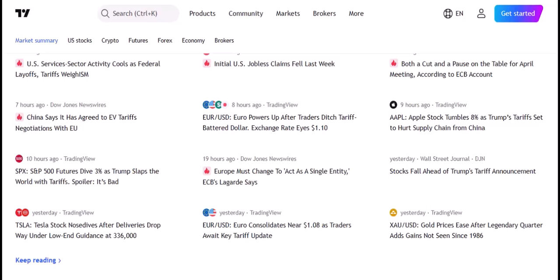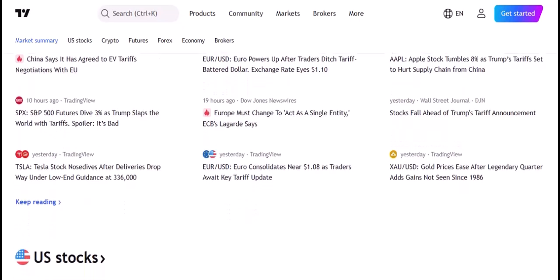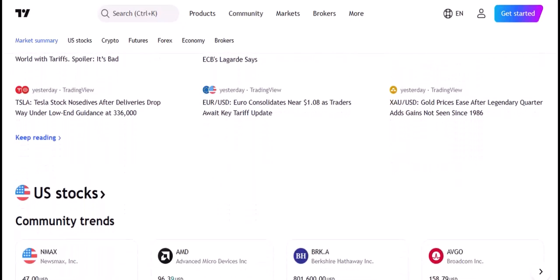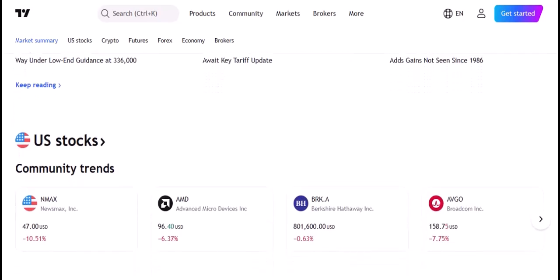You can also monitor your performance over time. The trading panel provides detailed statistics on your trades, including win rate, net profit, and drawdown. This analytical insight is crucial for identifying what's working and what's not, allowing you to iterate and improve your strategy.